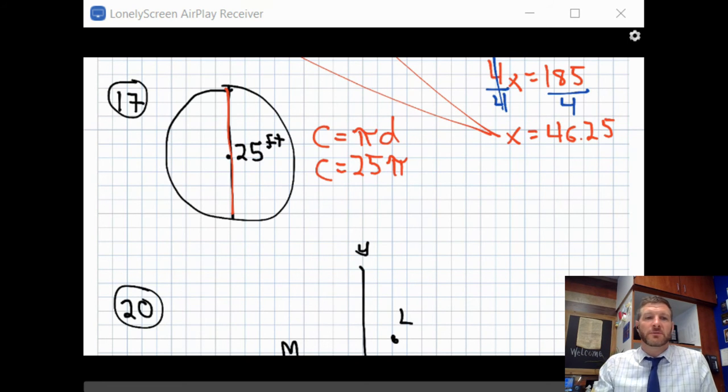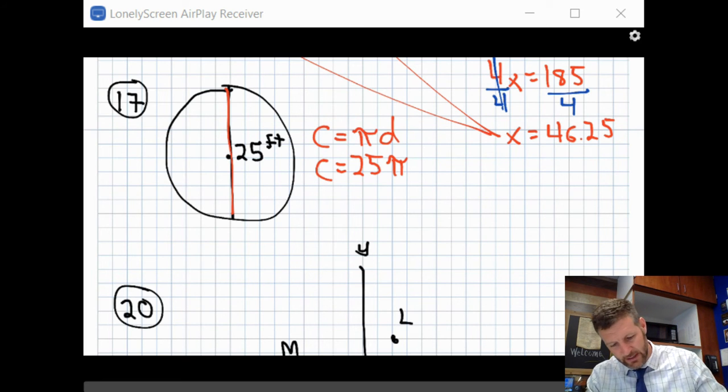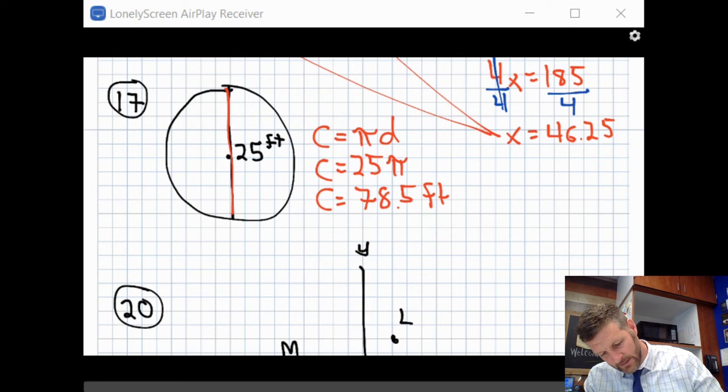Now, if I'm leaving this in terms of pi, I'm done. However, the problem says round to the nearest tenth. So they want me to take 25 times 3.14, and that's going to come out to 78.5. And do we have units? They're in feet. So circumference equals 78.5 feet.